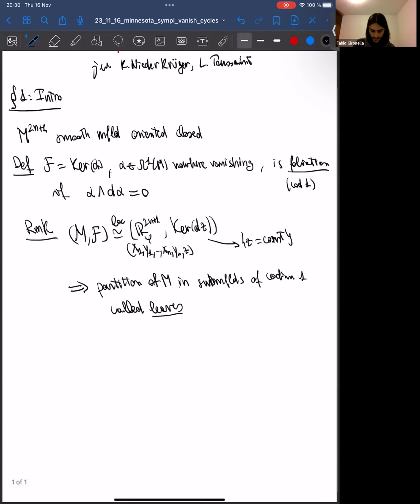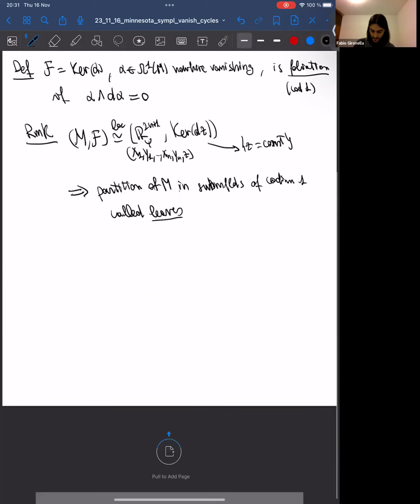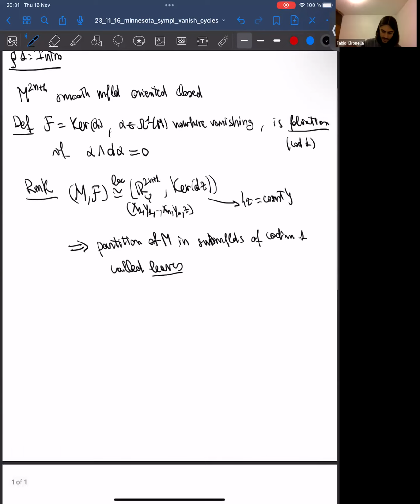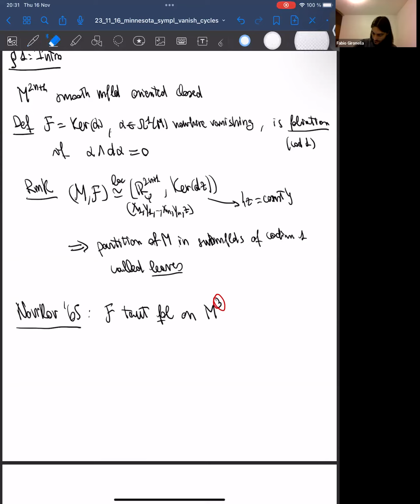This study of foliations has a very long history, but there's one result in particular which I would like to focus on. This is a result due to Novikov from '65. It's in dimension 3. It says that if we have a taut foliation, I'm going to say what it means in a moment, on a 3-manifold, then this has no vanishing cycle.